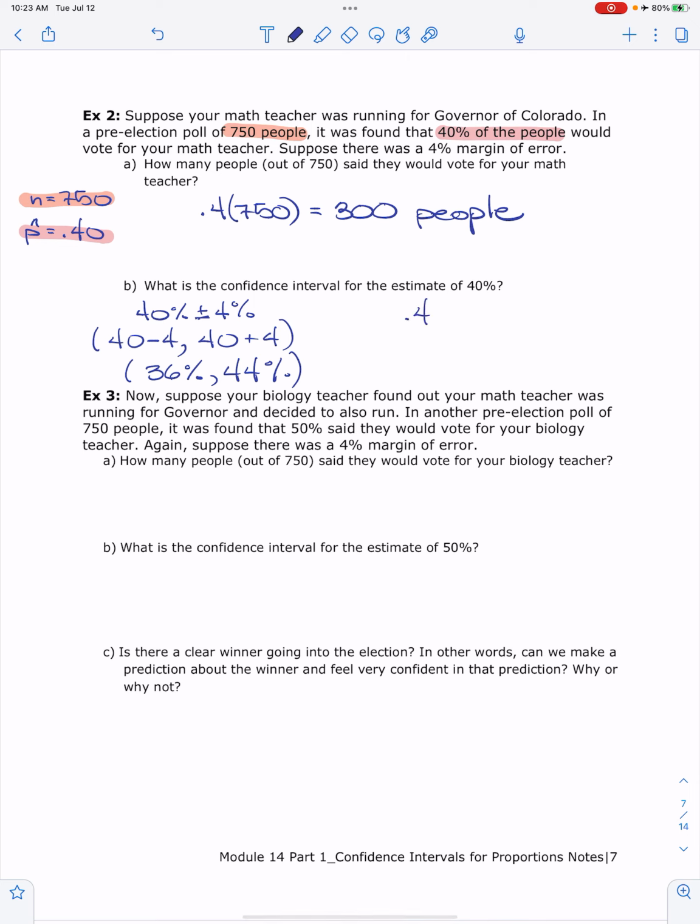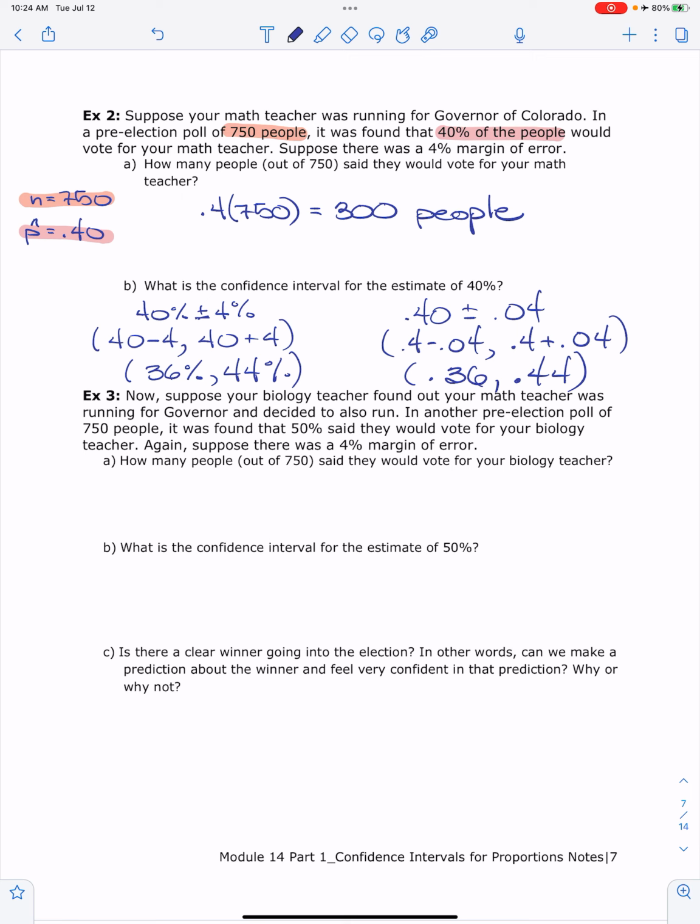If we are using the decimals, it's going to look the same, right? We should get the same answers. So with that 4% margin of error, we are going from 0.36 or 36% to 0.44 or 44%.